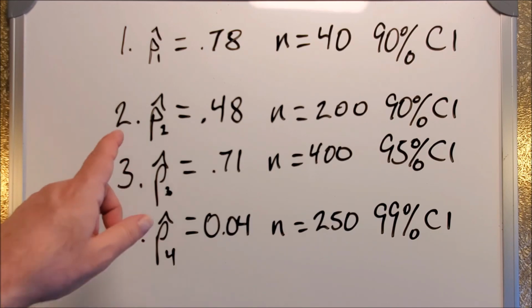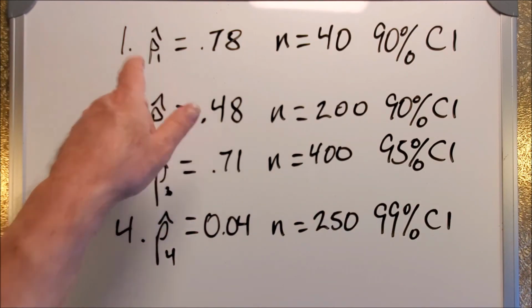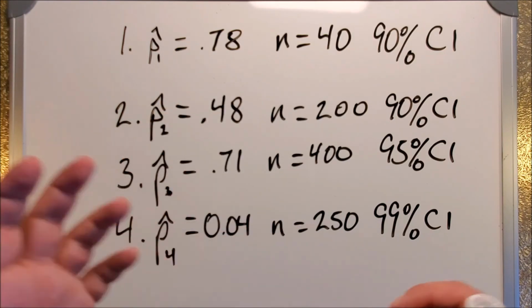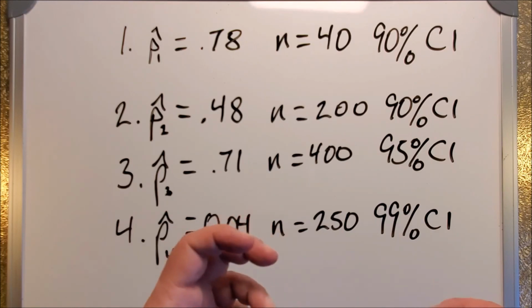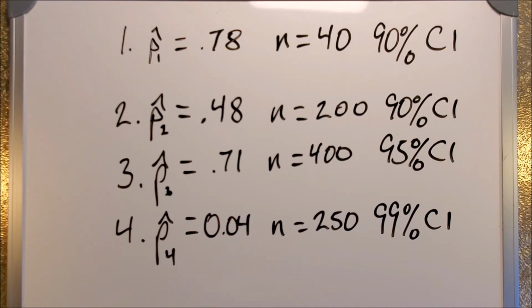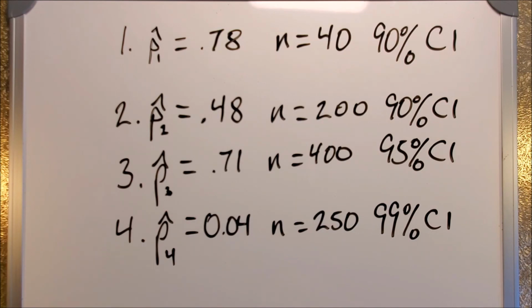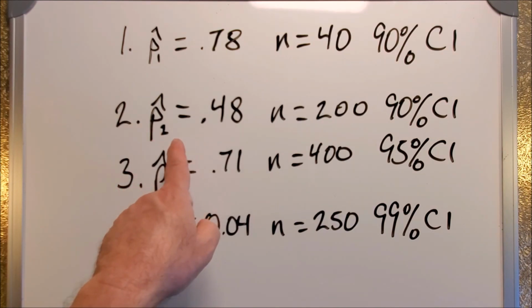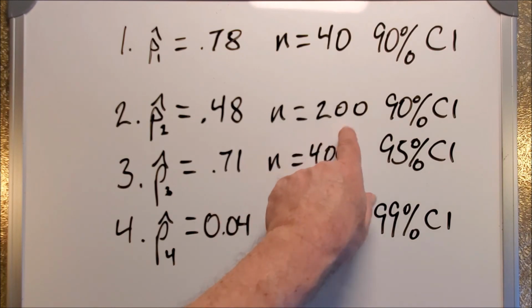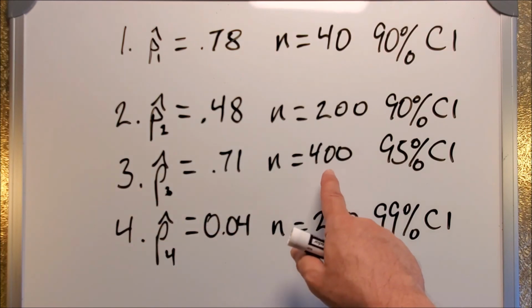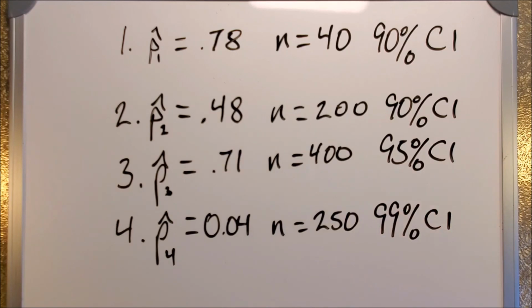Here's our first example. You're researching something, and your p hat sub 1 is 0.78. 78% of your sample agrees with you or decides to buy the product or whatever it may be. Your sample size is 40. If you can, I want you to give me a 90% confidence interval. Second one, p hat sub 2 is 0.48. Your sample size is 200. Let's do a 90% confidence interval with that also. P hat sub 3 is 0.71, sample size of 400. Let's do 95% with that.